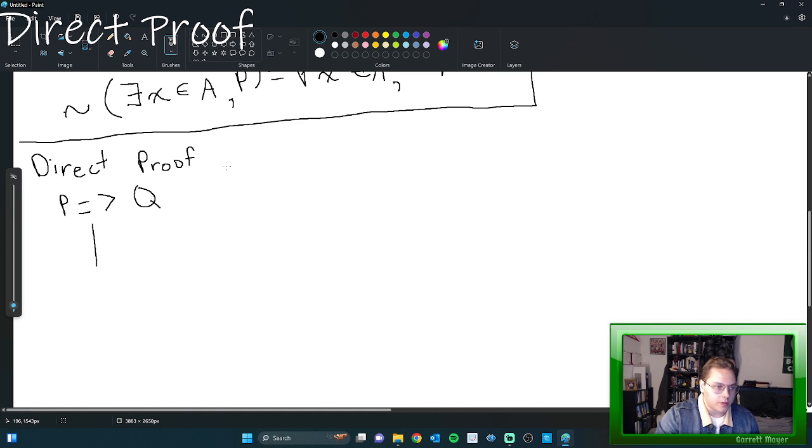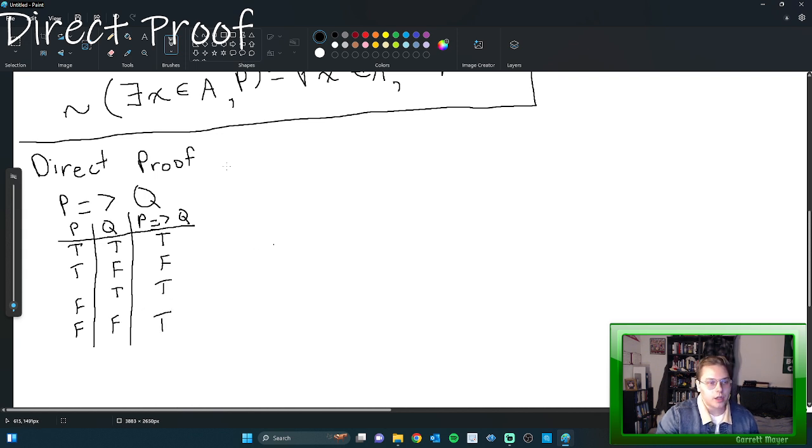the way that we set up this truth table, we have P, Q. The way this was set up is, if P is true and Q is true, then P implies Q is true. If P is true and Q is false, then P implies Q is false. And then the cases where P is false, regardless of what Q is, we say that P implies Q is true.